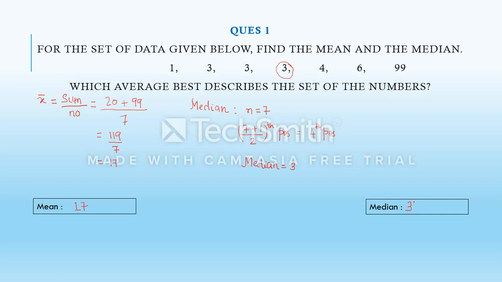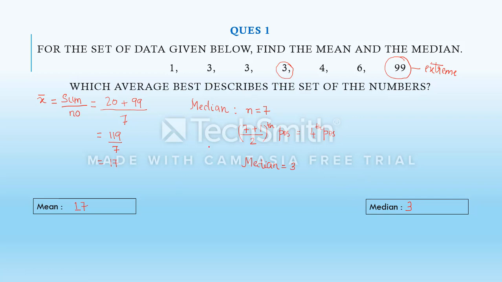The median is 3. Now, in order to answer the second part of the question as to which average best describes the set of the numbers, there is a lot of difference between the two values that we are getting. Mean is 17, whereas median is 3. Let us go back and have a look at the data that we have. Over here, if we notice, there is one value, 99, which is actually quite an extreme value if we were to compare it with all the other data elements. An extreme value or an outlier as it is called. Now in this case, a median would actually be a better representation of the rest of the elements as compared to the mean.